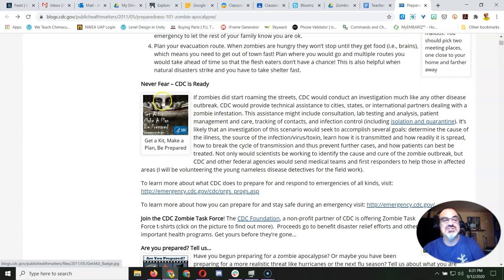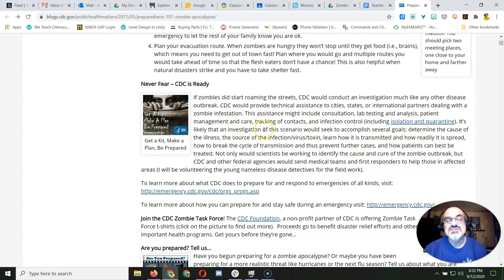And then there's this section here, never fear, CDC is ready. If zombies did start roaming the streets, CDC would conduct an investigation much like any other disease outbreak. CDC would provide technical assistance to cities, states, or international partners dealing with a zombie infestation. This assistance might include consultation, lab testing and analysis, patient management and care, tracking of contacts, and infection control, including isolation and quarantine.